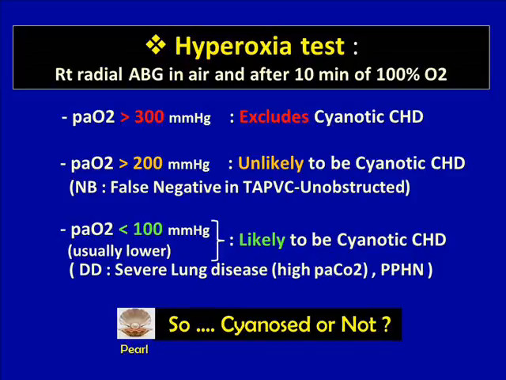If the PaO2 is more than 300 mm of mercury, it definitely excludes cyanotic congenital heart disease. If the PaO2 is greater than 200 millimeters of mercury but less than 300, it is unlikely to be cyanotic congenital heart disease. But note, false negative occurs in unobstructed TAPVC. However, if the PaO2 is less than 100 millimeters of mercury and usually lower, it is likely to be cyanotic congenital heart disease. But keep in mind severe lung disease manifesting with increased PaCO2 and pulmonary hypertension.